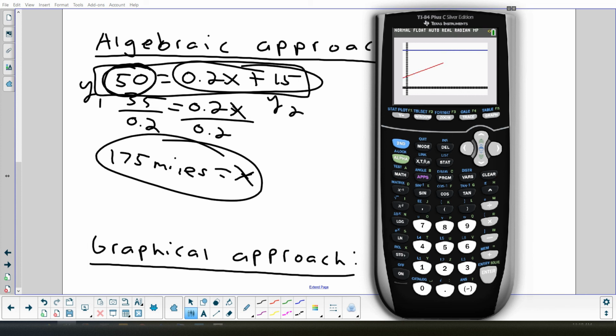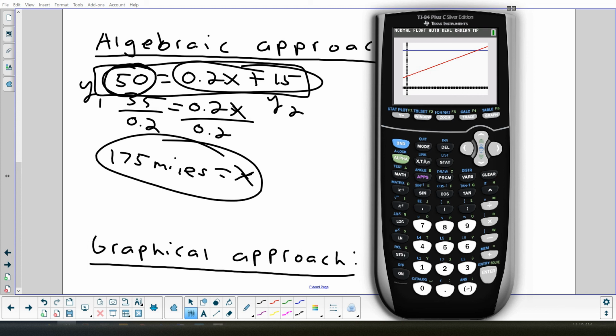And now I can see the line with the slope of 0.2 and the y-intercept at 15, and I can see where they cross. To do what we're going to do next, you've got to be able to see where they cross. Any questions up to there? Now we want to calculate where they intersect.